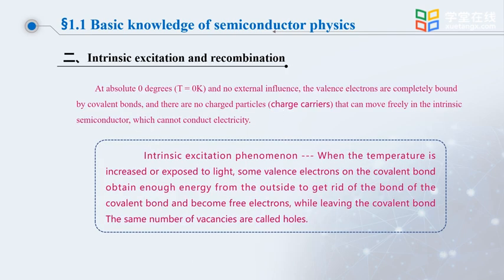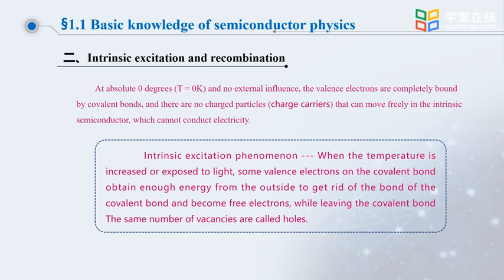The second concept that we want to understand is intrinsic excitation and recombination. For pure semiconductors, when the outside world is at absolute zero or there is no light and so on, the valence electrons are completely bound by covalent bonds. There are no free moving charged particles in the intrinsic semiconductor, so it can't conduct electricity, which is equivalent to an insulator.